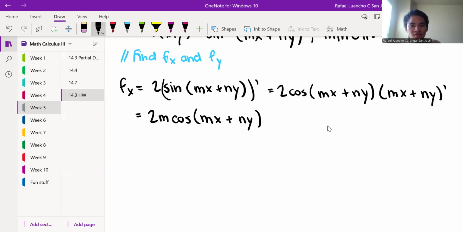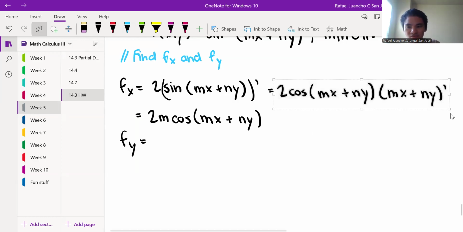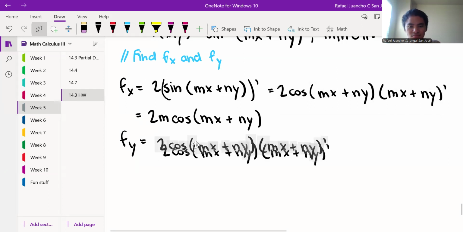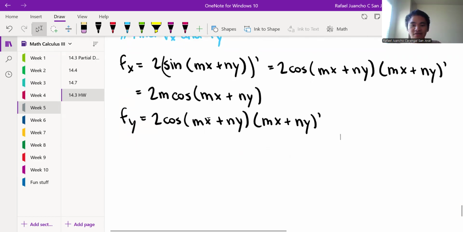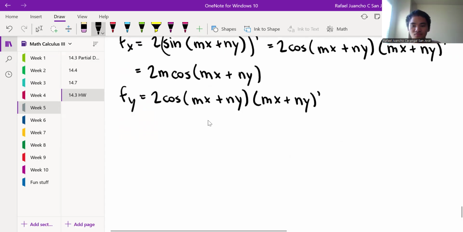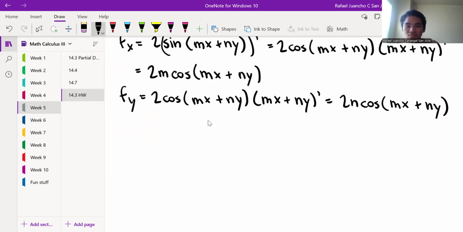Let's look at f sub y. Again, we take the derivative. I'll skip the steps and go directly here. Now I look at x as a number and y as a variable. So I'm left with n, actually 2n. And then mx is just a number, so I'm left with 0. And we're done.